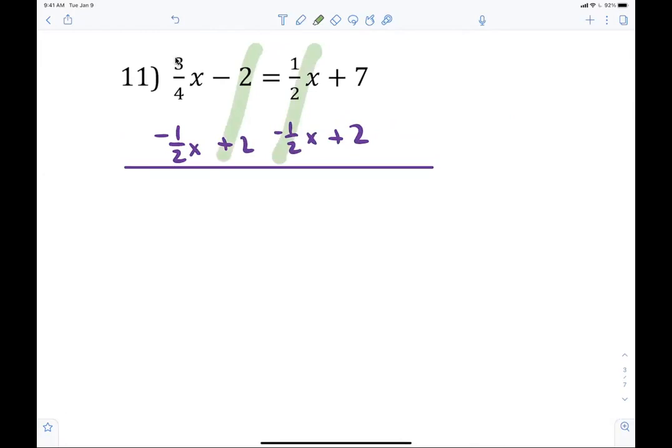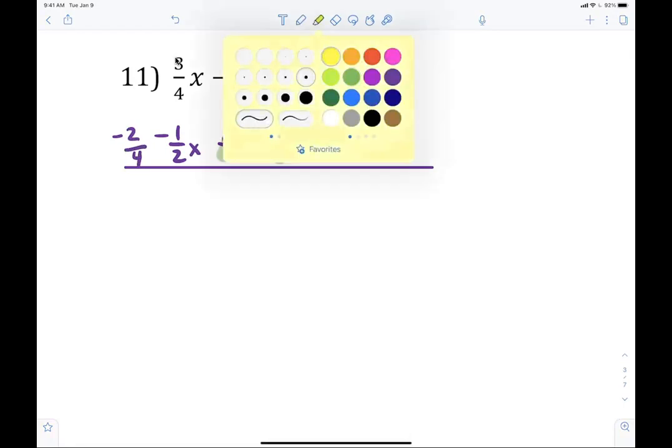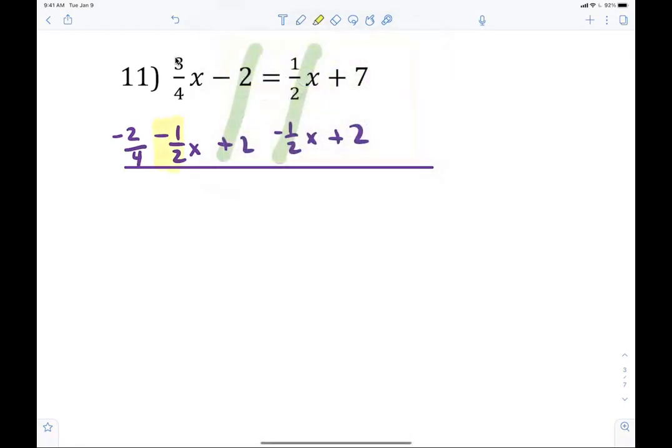Now, 1/2 is how many fourths? 2/4, right? So you have to get a common denominator. So this is really -2/4. All right, I had to get a common denominator. So now I end up with 1/4 x equals 9. Multiply both sides by 4. x equals 36.